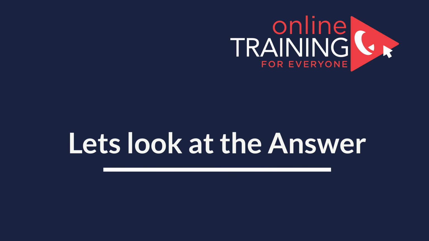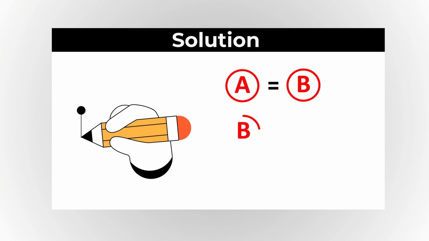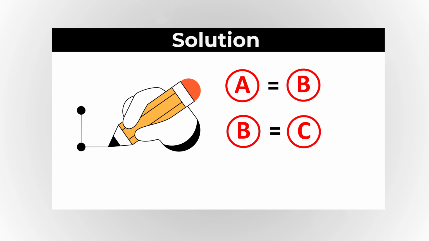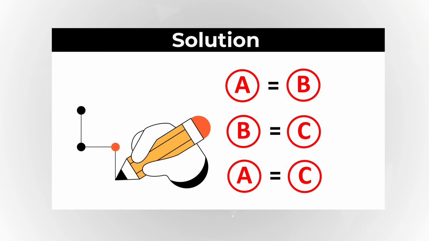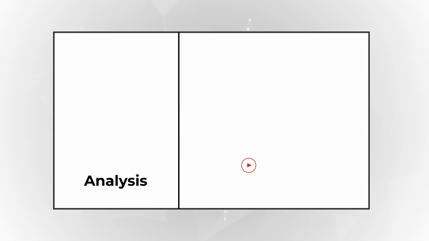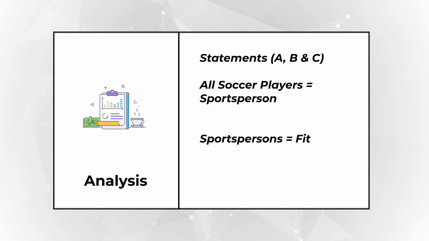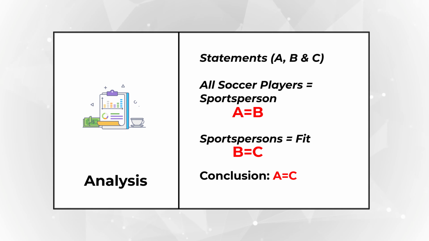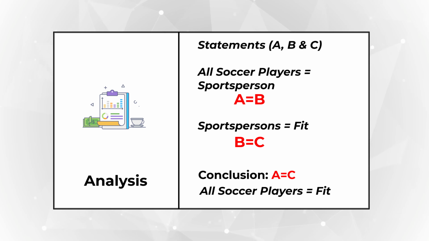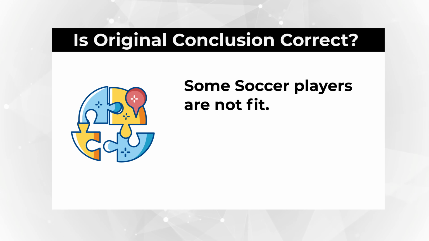As you might be well aware, in the logical world, there is a formula. If A equals B and B equals C, then you can reasonably conclude that A equals C as well. We can look at our original statements as A, B, and C. For example, the statement all soccer players are sports persons could be an equivalent of A equals B, and then all sports persons are fit could be B equals C. Based on these 2 statements, we can reasonably say that A equals C, which would mean that all soccer players are fit. Our question, though, asks us if some soccer players are not fit.